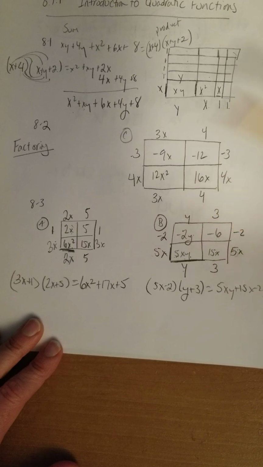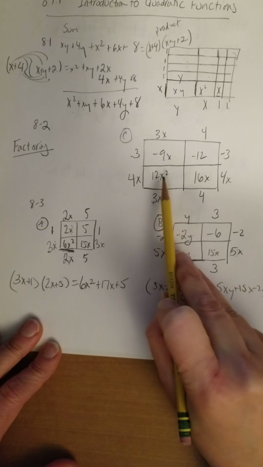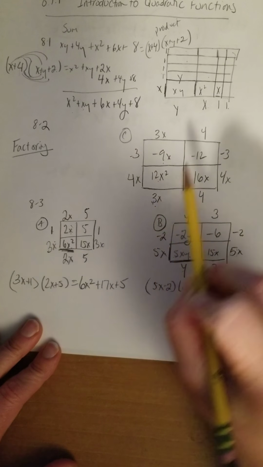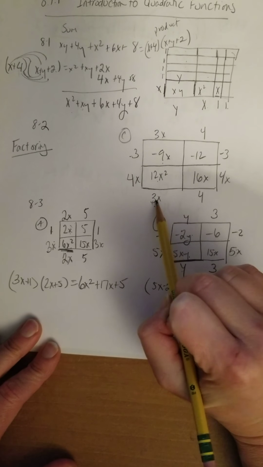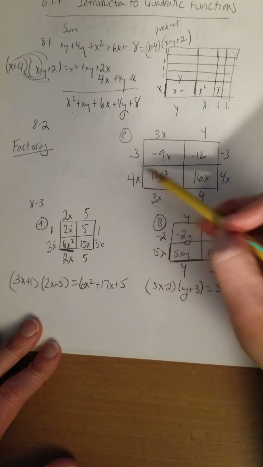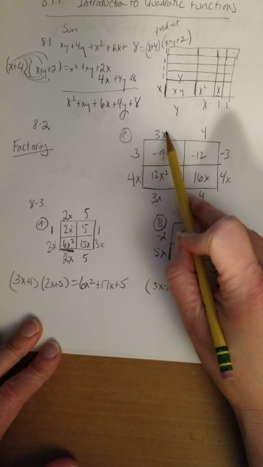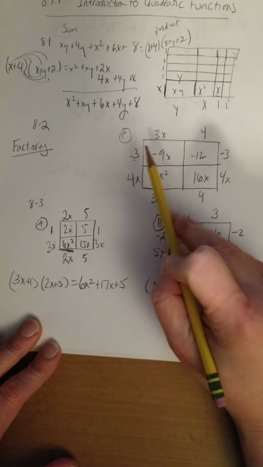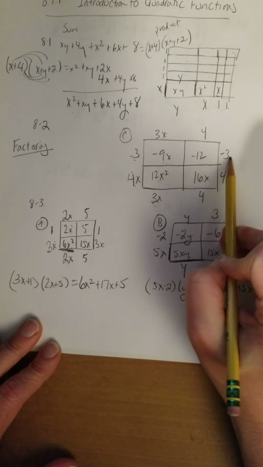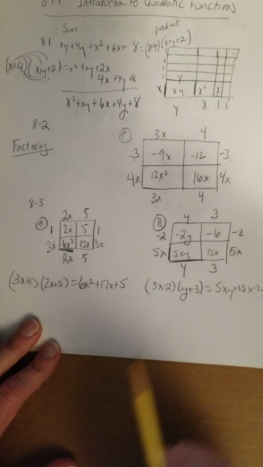All right, guys, so for C, what I did is I had to think about 12x squared and a 9x. Something helps me get a 12x squared and a 9x. So that would be a 3x. So I put a 3x here and a 3x here. If I put a 3x here, I put a 4x there, because 3x times 4x is 12x squared. That makes sense. So if a 3x went here, I put a 3x there. 3x times negative 3 is negative 9. Negative 3 is here, negative 3 is here. Negative 3 times 4 is negative 12. 4 goes here, 4 goes here. 4 times 4x is 16x.